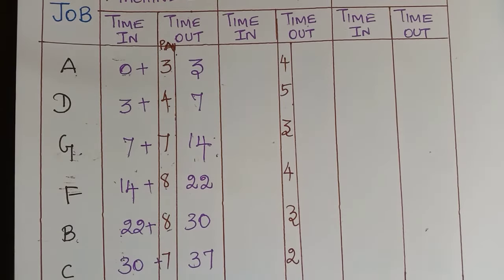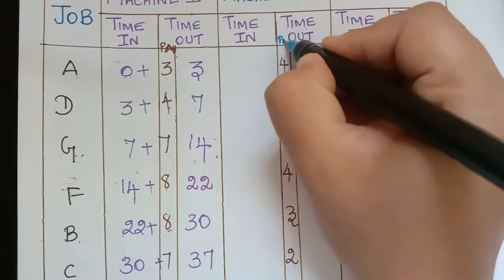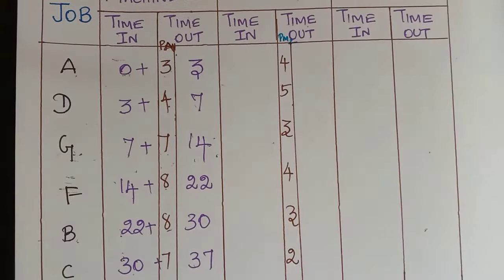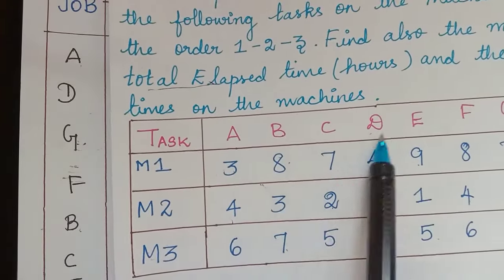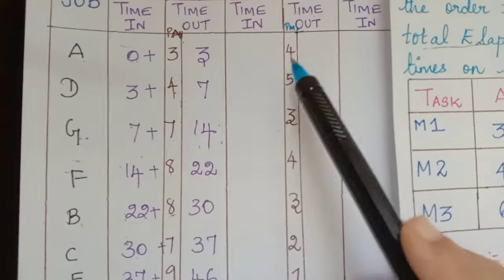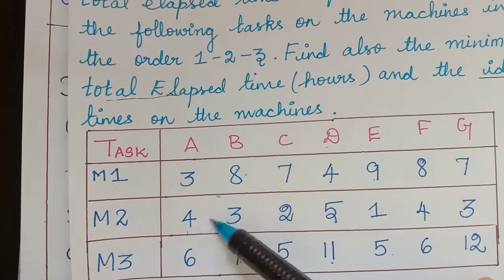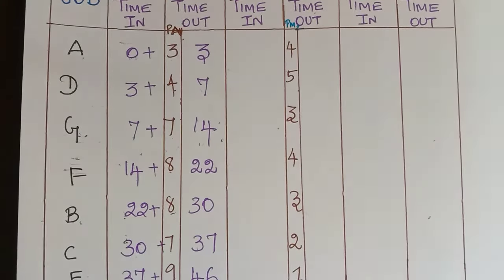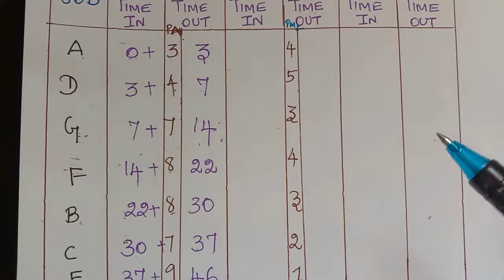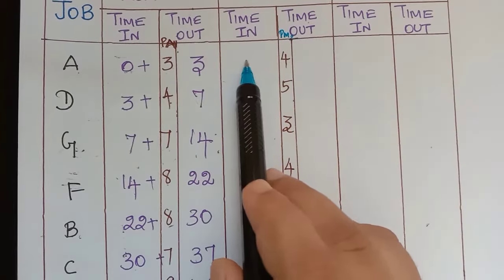So I have taken the processing times for machine 2 for these jobs and written them here. These values are according to A, D. For A it is 4, for D it is 5. Accordingly I have written this column here for my convenience. You may take it and check every time you do. Okay. Now the time in for A in machine 2.